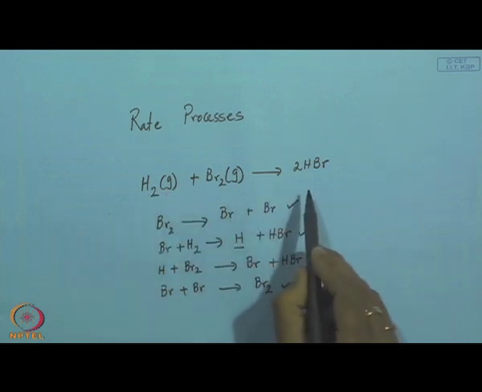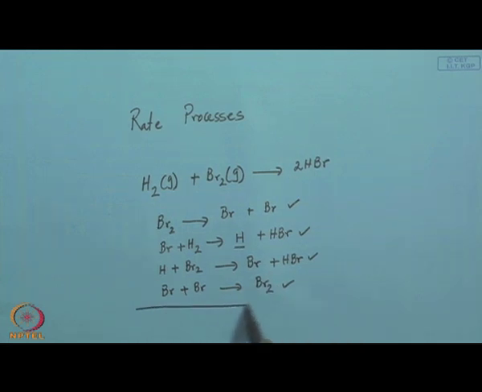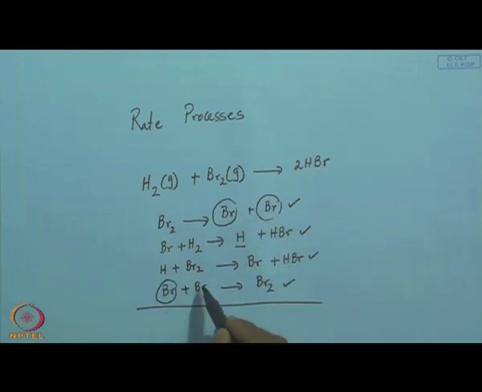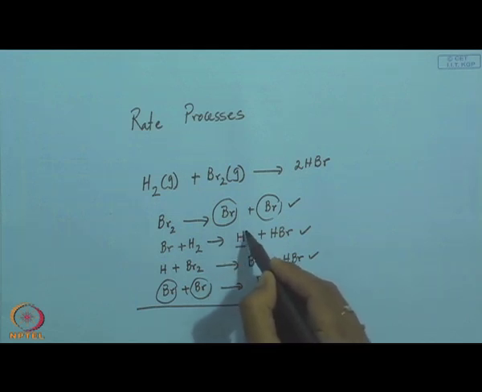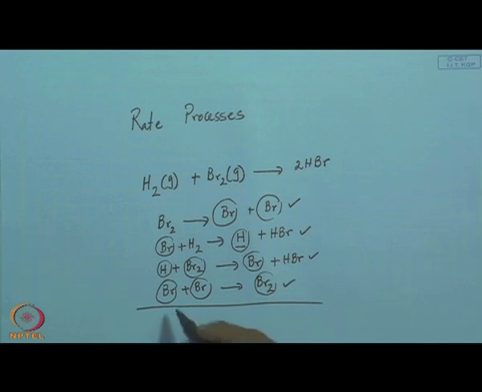This is the net reaction. If you add this total, then you will get the net reaction. These two will cancel over here. Then these two will cancel. There is one bromine, these two are cancelled, then this bromine and that bromine will cancel. So, it gives you Br2 plus H2 producing twice HBr.